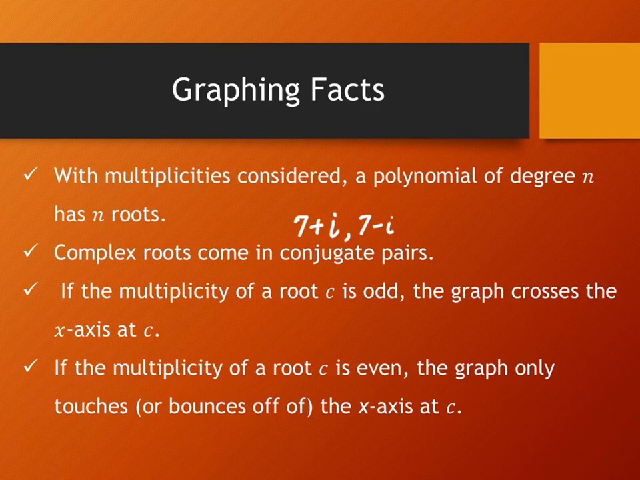What if they actually just gave you something like 3i? Okay, there's no real number part. It's just the imaginary part. What would also have to occur there?